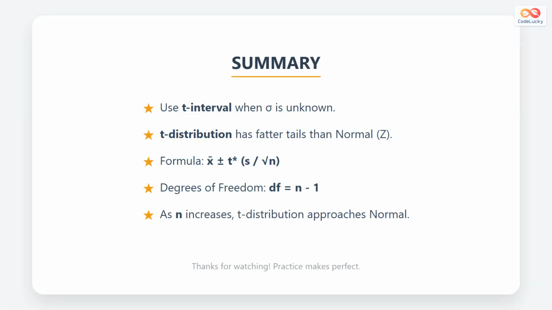To summarize, when the population standard deviation is unknown, use the t-interval. Remember that the t-distribution has fatter tails to account for uncertainty. The degrees of freedom is n minus 1, and always check your conditions before calculating.